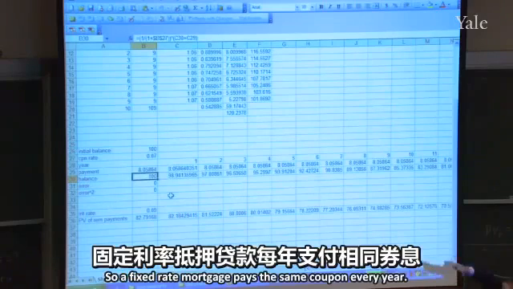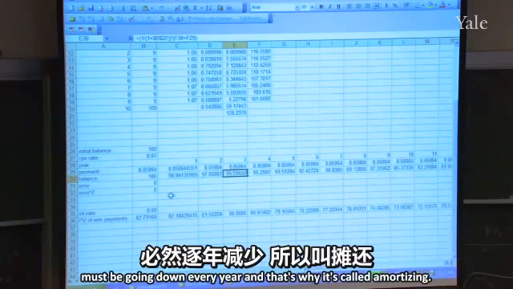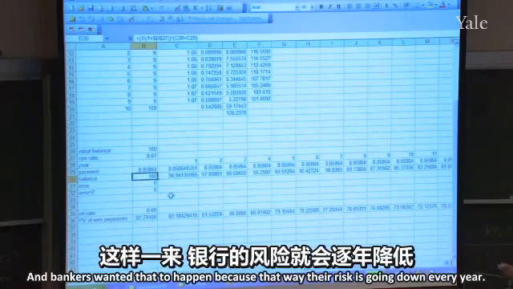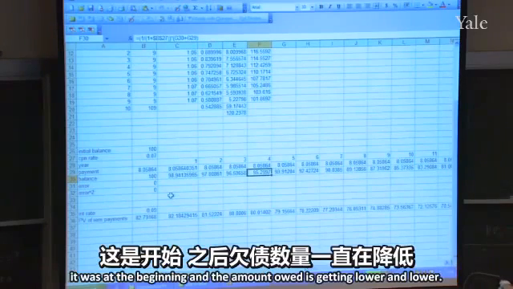Okay, so a fixed rate mortgage pays the same coupon every year. The present value of what's left, therefore, must be going down every year, and that's why it's called amortizing. And bankers wanted that to happen because that way their risk is going down every year. Every year the house is presumably still worth 120 or whatever it was at the beginning, and the amount owed is getting lower and lower.